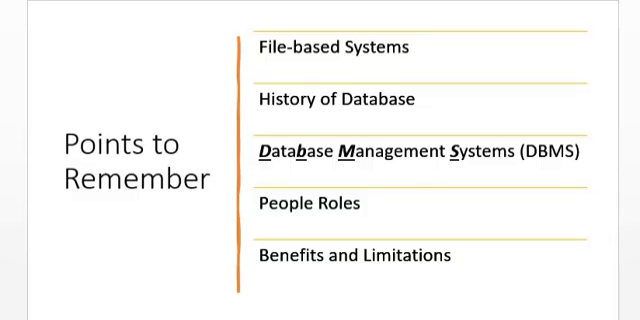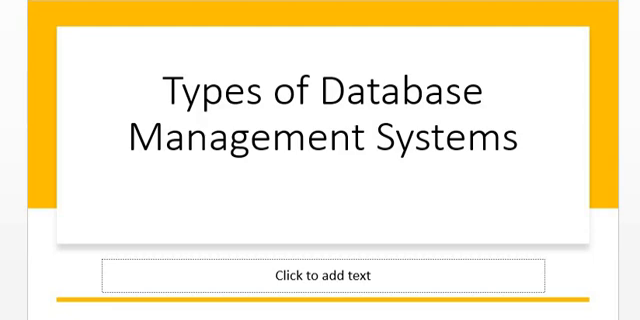Some of the points that I expect you to remember from what we've covered so far: you should be able to articulate what file-based systems are, what shared file-based systems are, how we came up with the database, what a database management system is, what the roles of the various people involved in the management, development, and design of a database management system are, and what the benefits and limitations of a database management system are. I don't think these will cause a lot of problems for you. So I expect you to recap as you are writing or reading, just to be able to recite some of these things, so that when the difficult things come, at least the easier things you'll be able to grasp.